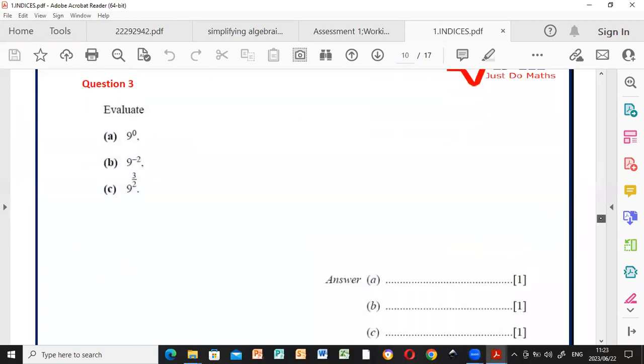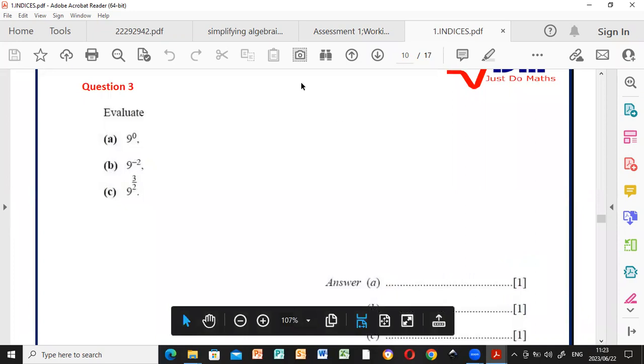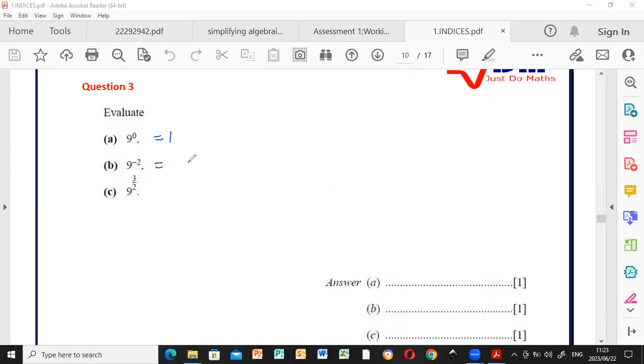In the next problem, which is question number 3, they say evaluate 9 to the power of 0. Any number raised to the power of 0 is 1. And what about 9 to the power of minus 2? It's the same as 1 over 9 to the power of positive 2, which is 1 over 81.